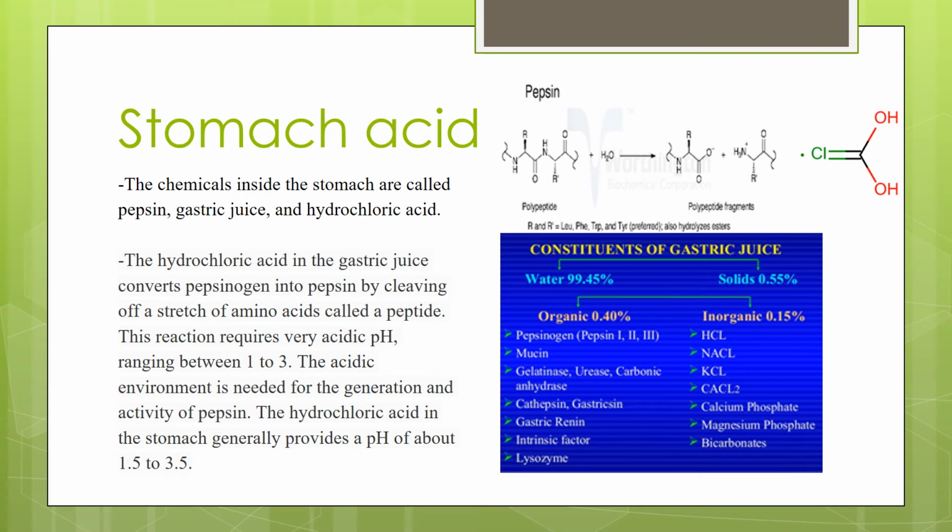The acidic environment is needed for this generation and the activity of pepsin. The hydrochloric acid in the stomach generally provides a pH of about 1.5 to 3.5. As you can see in the chart to the right, the gastric acid is made up of mostly water with trace amounts of solid and organic and inorganic molecules.